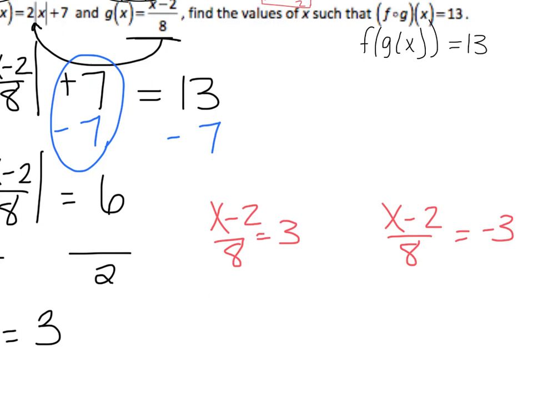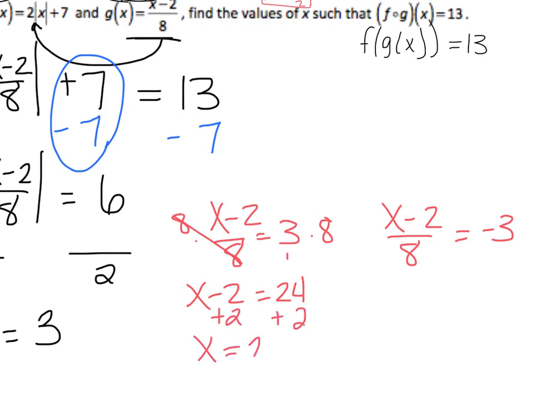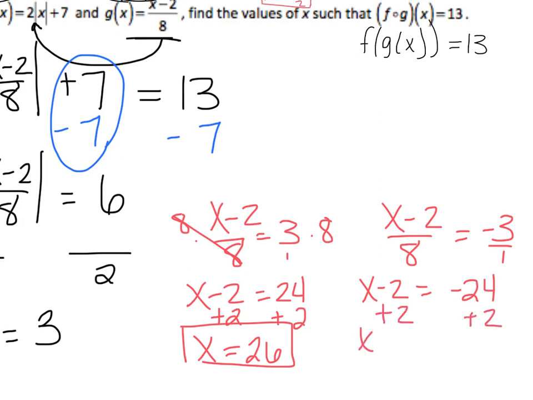So multiply both sides by 8. x minus 2 equals 24. You can also think about cross multiplying. Adding 2 to finish this up, the first one will give you 26. Same thing for the second one. You can think about cross multiplying or just multiply both sides by 8. You will get x minus 2 equals negative 24. Adding 2 to both sides, you'll get x equals negative 22.